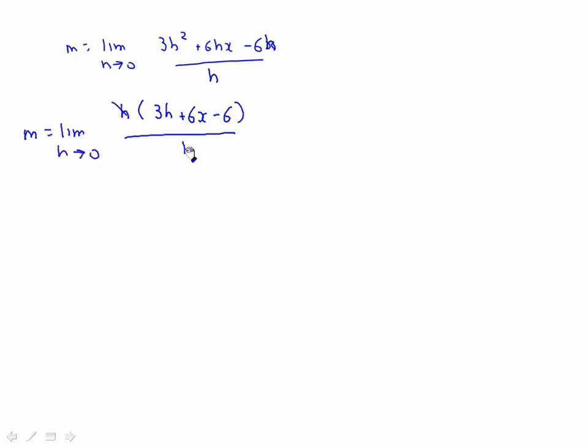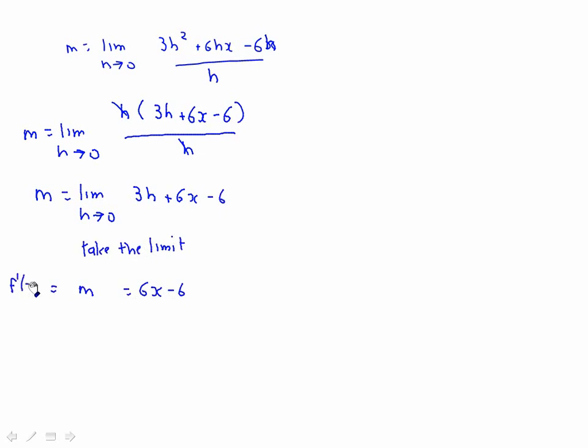Then we divide out the h's. So the slope is equal to the limit as h approaches 0 of 3h plus 6x minus 6. Now we take the limit. So the h can be replaced with 0, and we'll get 6x minus 6. So that is the slope. And the symbol we looked at earlier was calling this f prime at x.